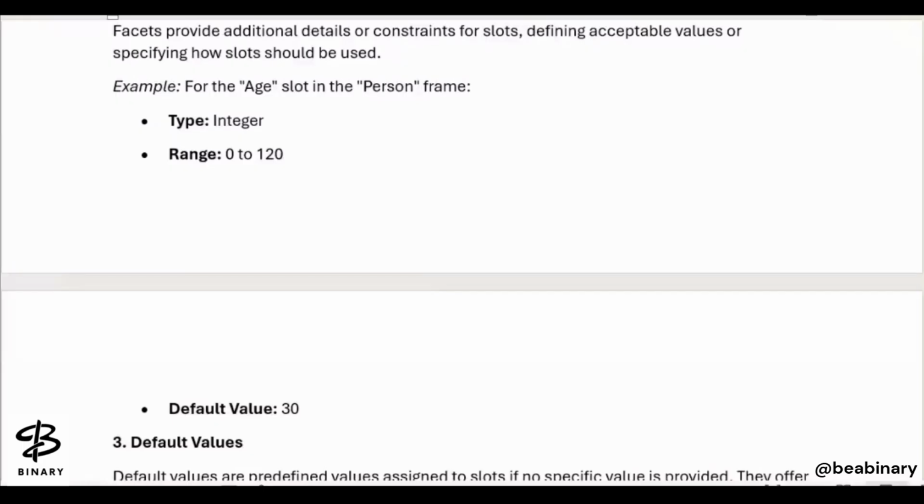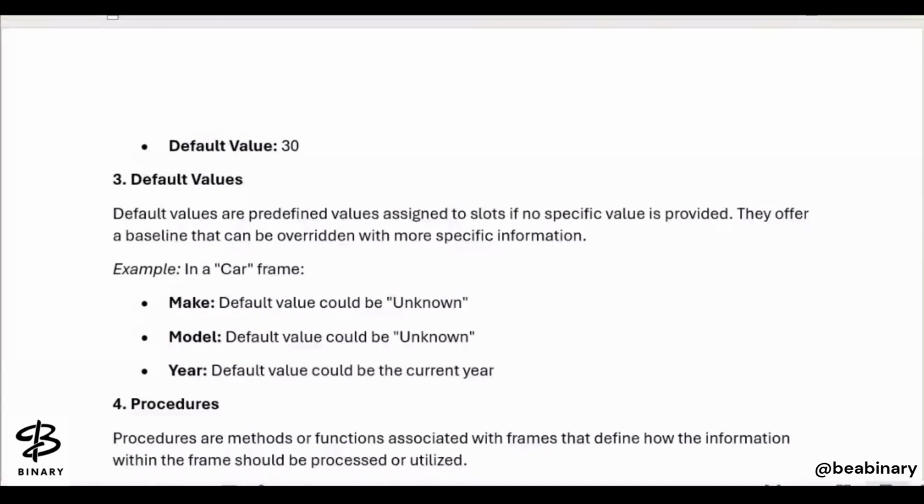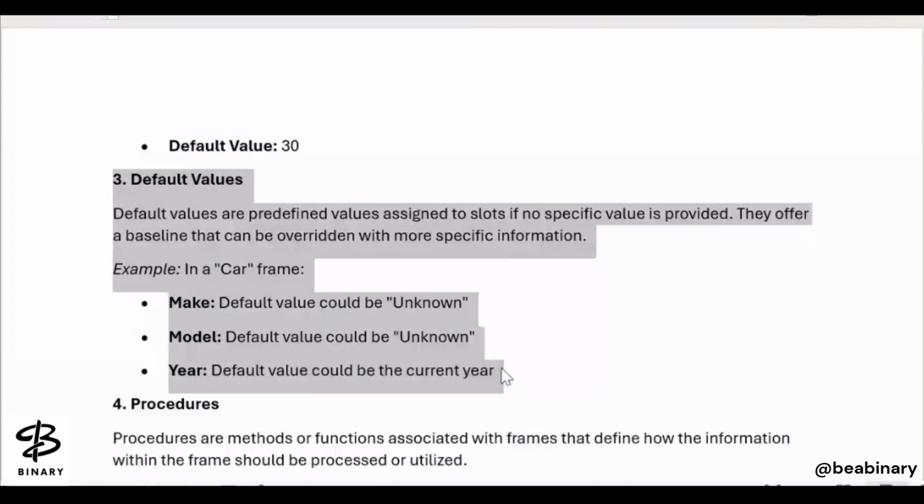So another component is the default values. Default values are predefined values, as we have seen in the age slot here, assigned to the slots if no specific value is provided. So they offer a baseline that can be overridden with specific information. Here we can take an example of a car frame, where the make default value could be unknown, the model value would be unknown, and the year default value could be the current year.